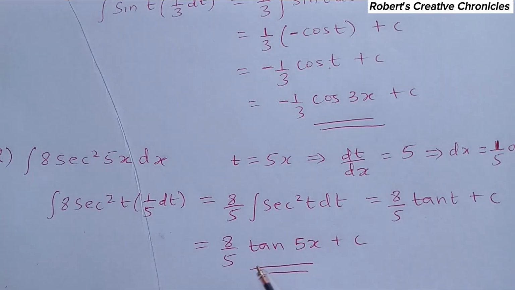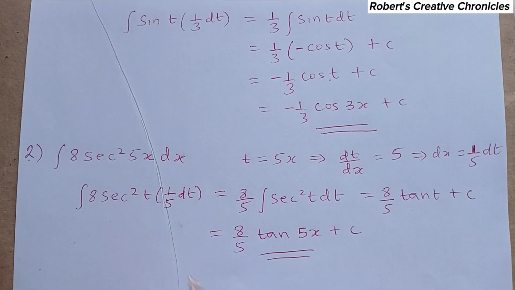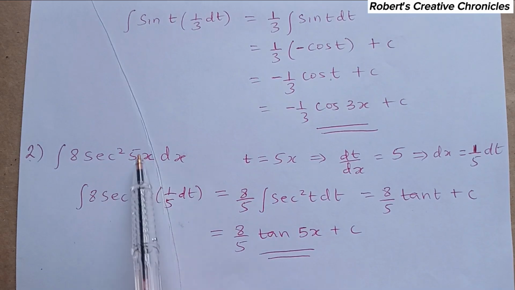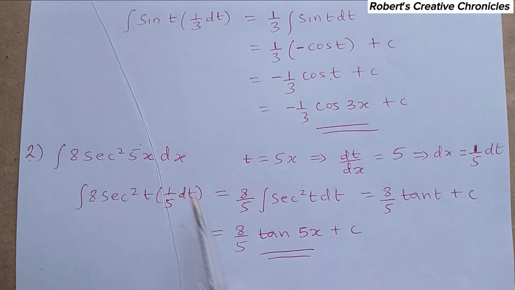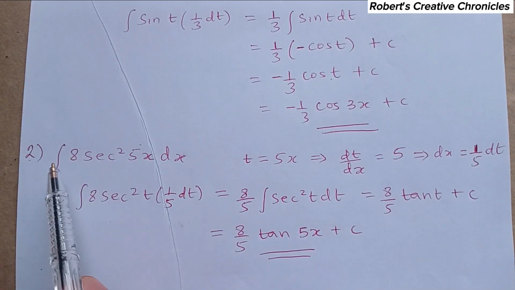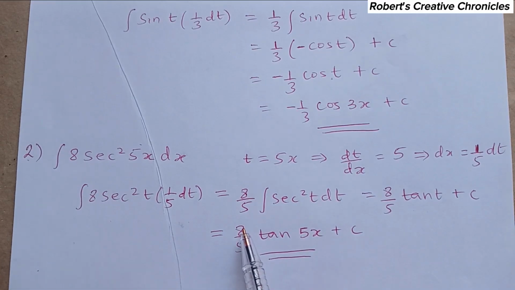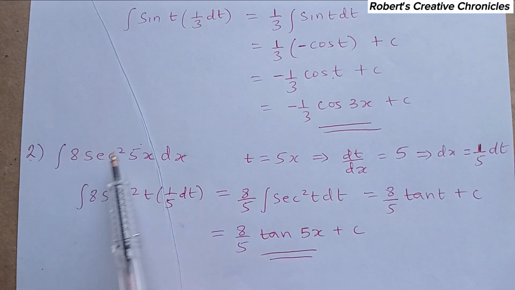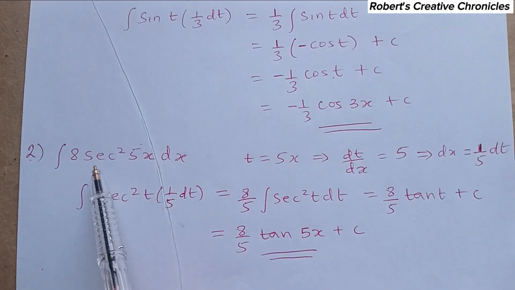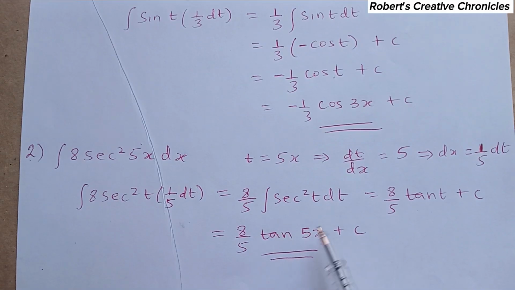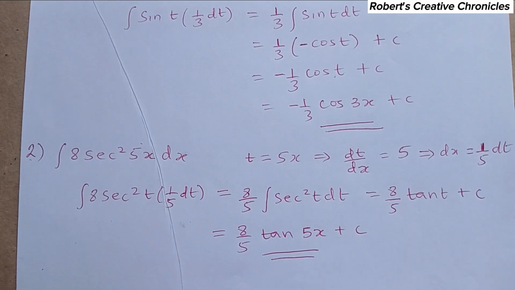You can also use the shortcut to confirm it. So now if we use the shortcut method to confirm whether this is actually correct, we'll differentiate 5x to give us 5. So here is 8 to be factored out. So 8 now becomes 8 over 5. Then now, what's the integral of sec squared? It is tan. So you put tan, then 5x. So that's it. So this is correct.